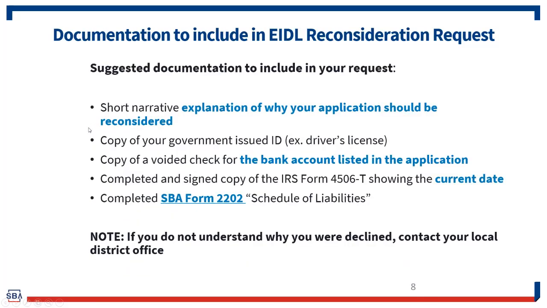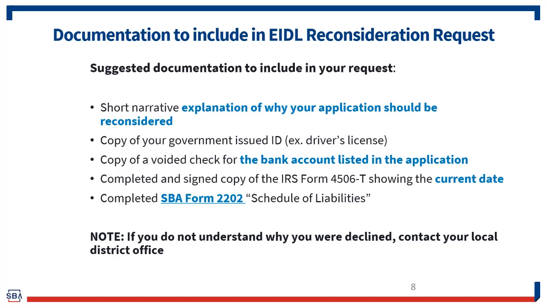This is the basic documentation that you will need to include in your EIDL reconsideration request. Basically, in the email that you're sending, you're going to be providing a short narrative of why your application should be reconsidered. When you get declined for the loan, you should be receiving an email that's going to give you the reason that it was declined. Sometimes the reasons are a little bit difficult to understand, or it will just simply say unverifiable information, that type of thing. If that happens to you, please call the district office. We can help you try to decipher what information is actually missing or what information needs to be verified.